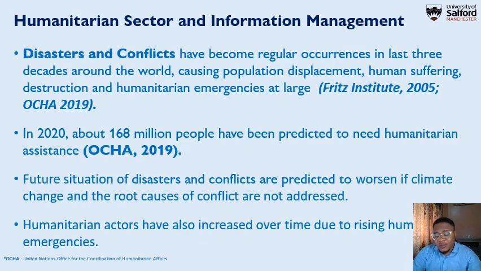For instance, in 2020, OCHA, being the Organization for Coordination of Humanitarian Assistance, predicted that 168 million people would be in need of humanitarian assistance in 2020. And one can imagine with the COVID-19, that number would be most likely exceeded. As the number of conflict and disasters, especially in the developing part of the world, increase, humanitarian relief actors have also increased. These actors usually include the UN, the international NGOs, national NGOs, voluntary organizations, and donor agencies.